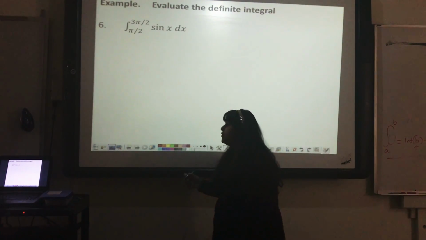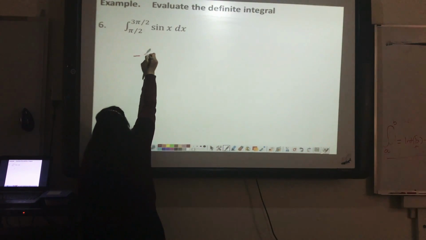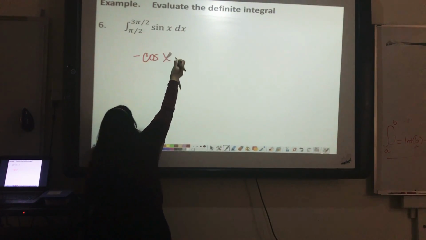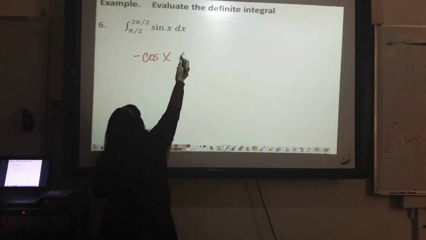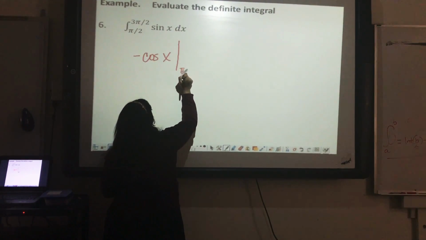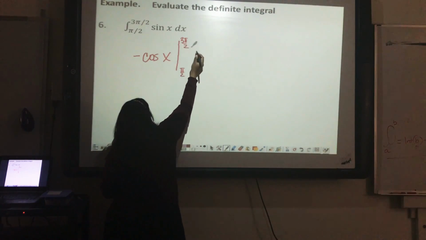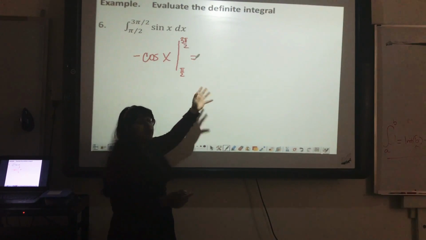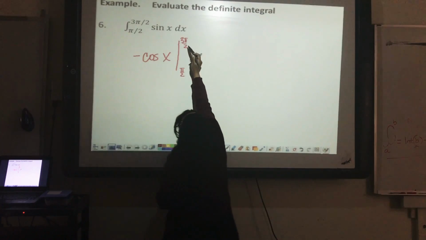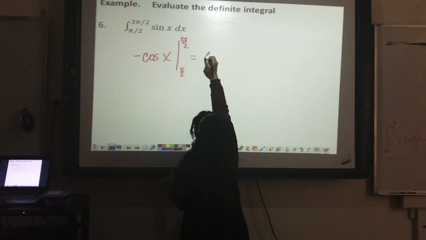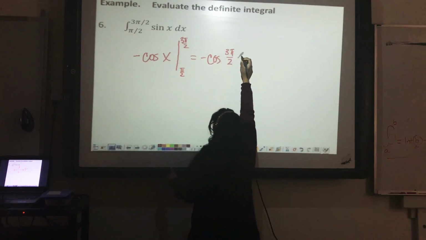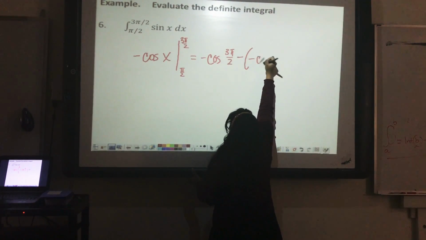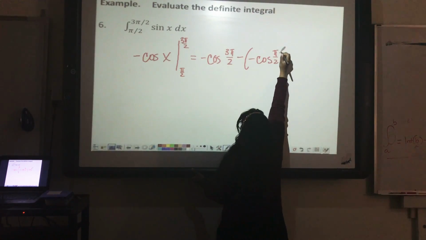What is the integral of sine x? Well, it is negative cosine x. And then here, because it's a definite integral, we're not going to tack on plus c because we're actually evaluating it for a value. So we're going to evaluate it from pi over 2 to 3 pi over 2. And this is going to equal my f of b minus f of a, right? So my f of b is going to be f of 3 pi over 2. So this becomes negative cosine of 3 pi over 2 minus negative cosine of pi over 2.